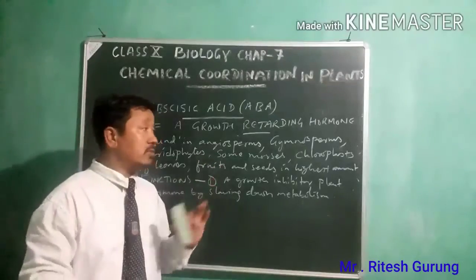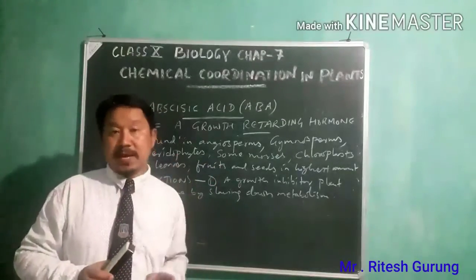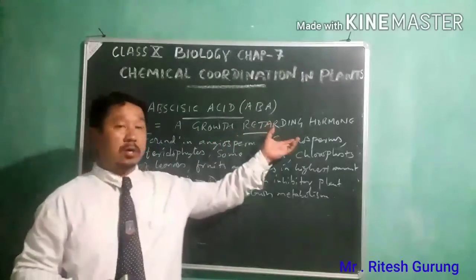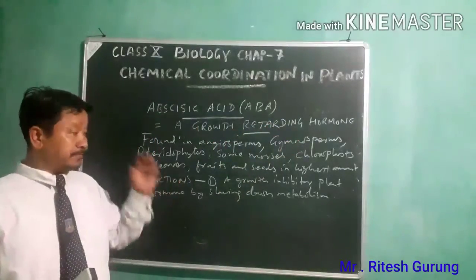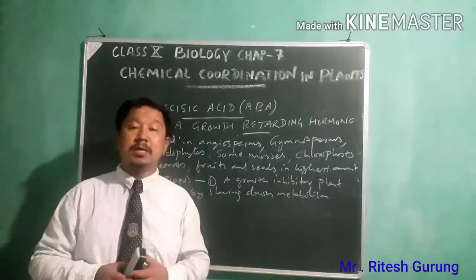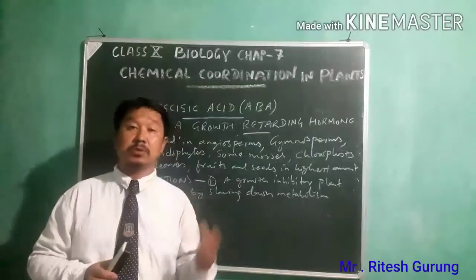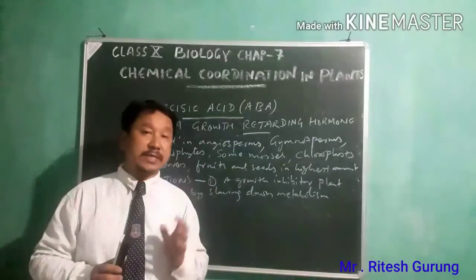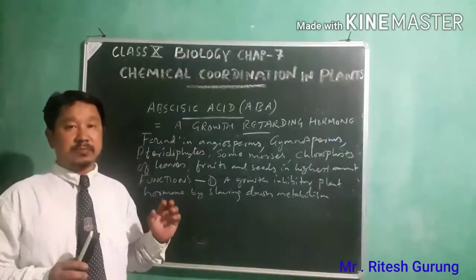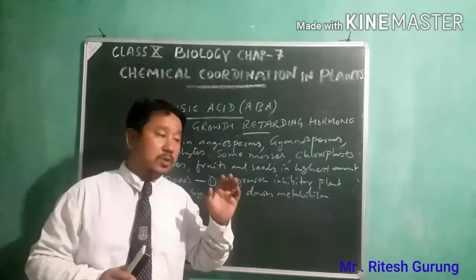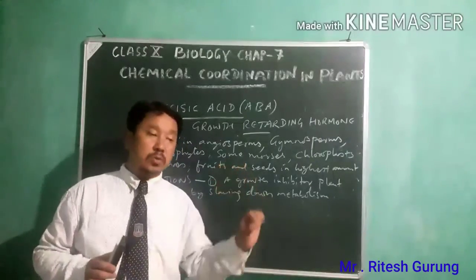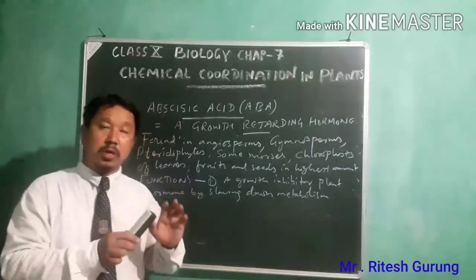That means this hormone inhibits the growth in plants by slowing down the metabolism, as already mentioned, of a growth retarding hormone. Metabolism means the sum total of all the chemical reactions taking place in the cells. So it slows down the metabolism, so that growth is very slow there. It is somehow to inhibit the growth in the plants, because it is to balance out.